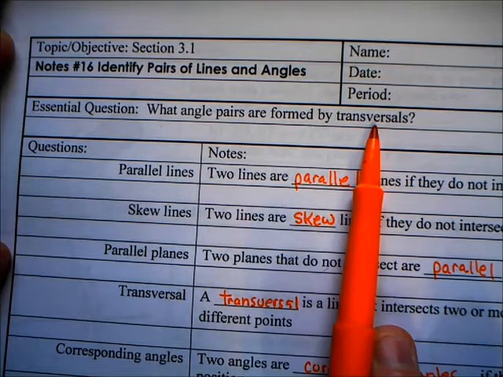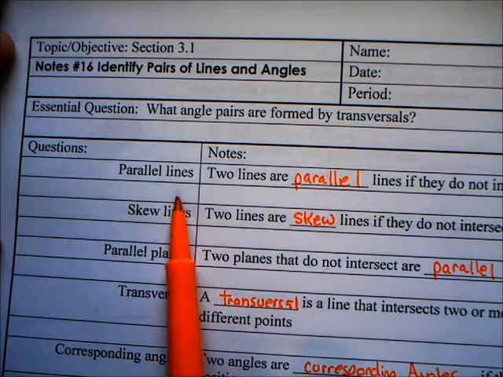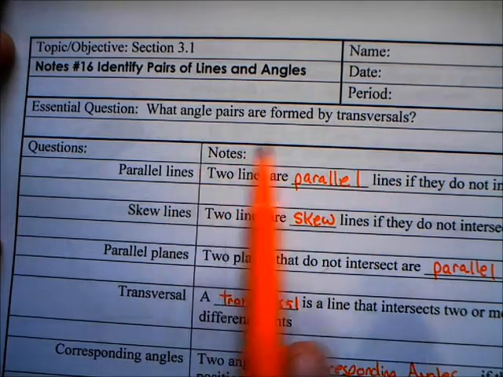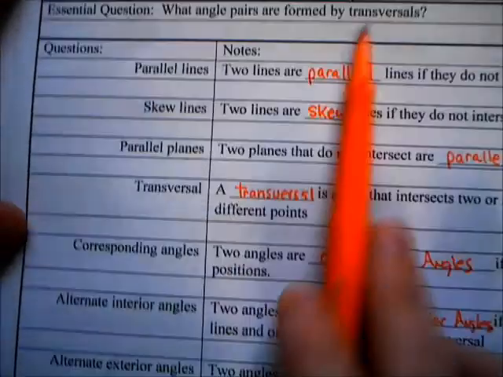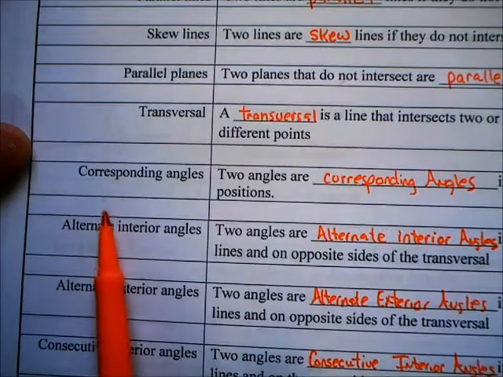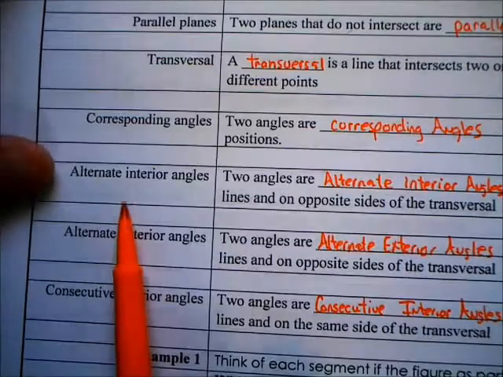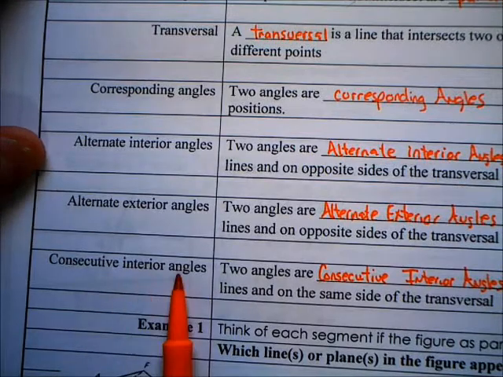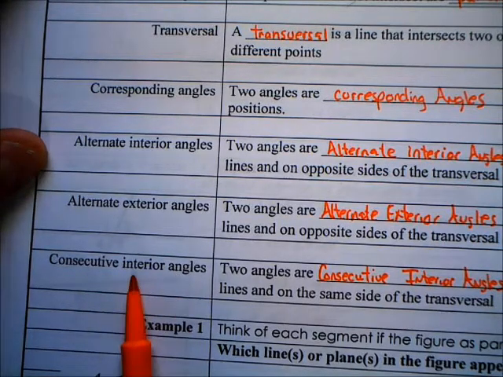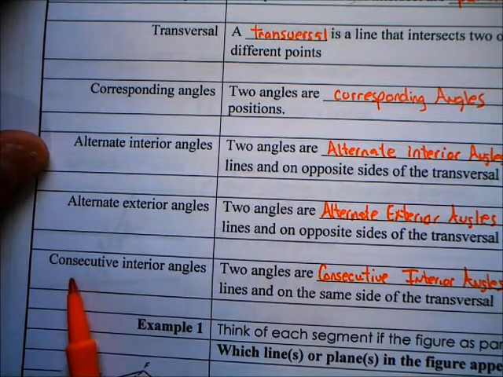This was the activity in activity 3 from the Cambridge Junior. And the answer for this would be there are 5 types of angle pairs formed by transversals. They're called corresponding angles, alternate interior angles, alternate exterior angles, same side exterior angles, and same side interior angles.